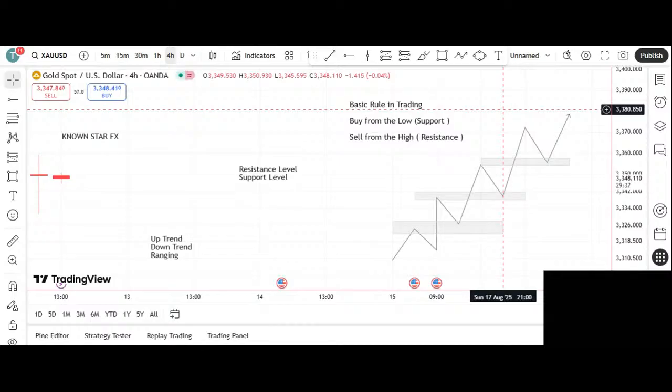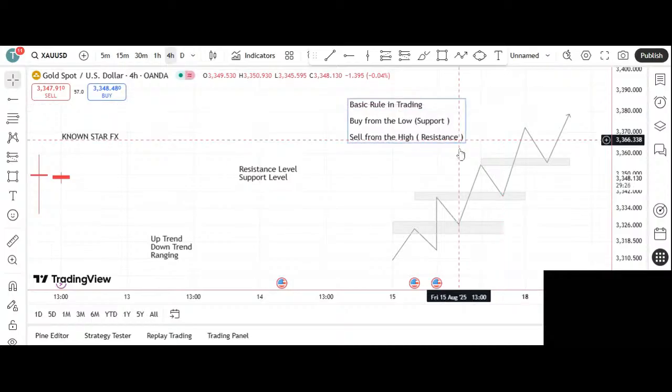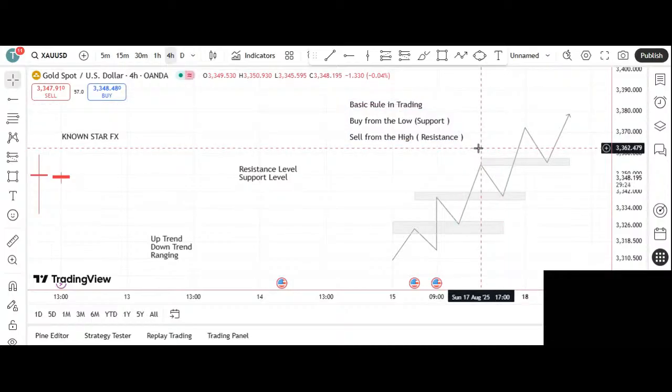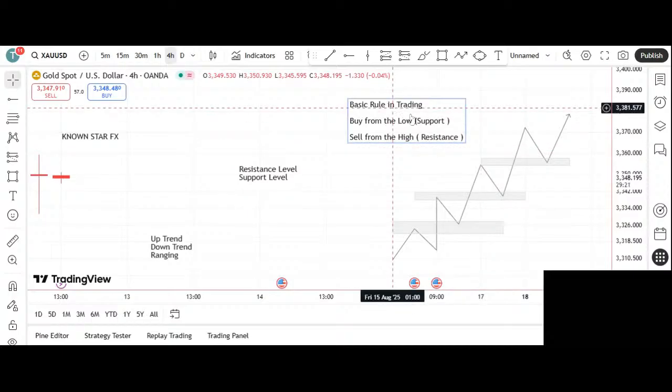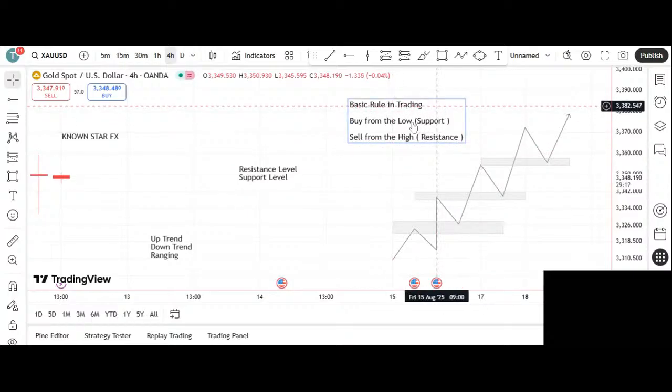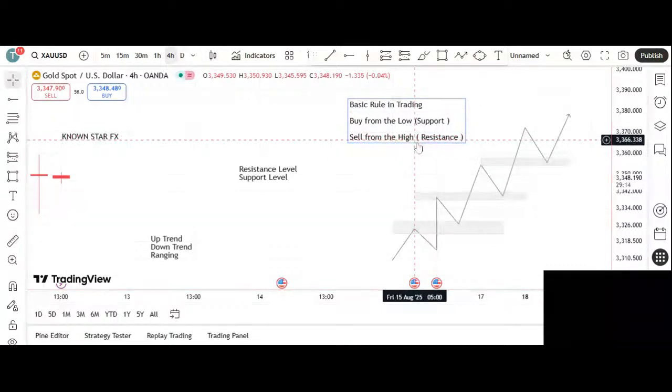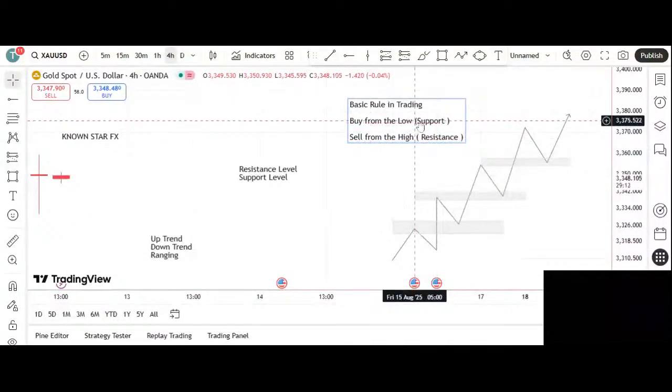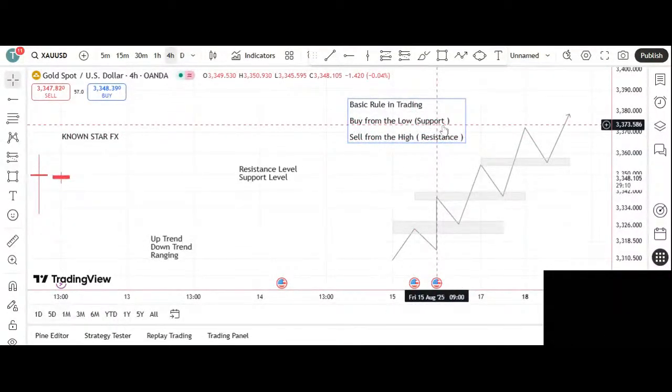So the support level is also known as the demand level. And what's that demand level? What's the psychology behind the demand level? The demand level is the level where buyers are willing to purchase a particular asset. And that's why I told you initially when we started this class that the basic rule in trading is: buy from the low and sell from the high. You have to buy where other people are buying from.